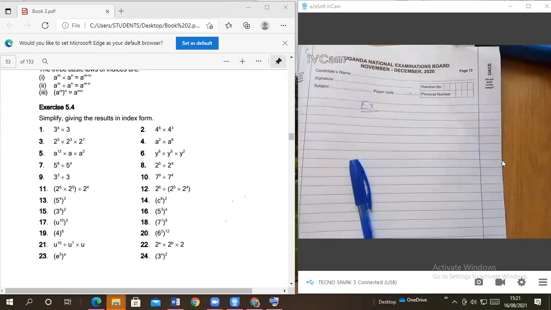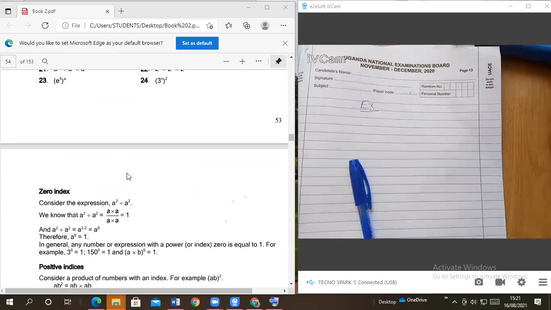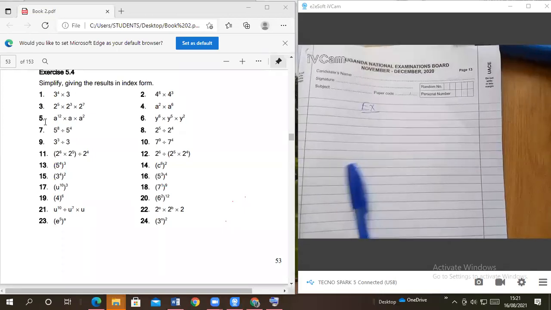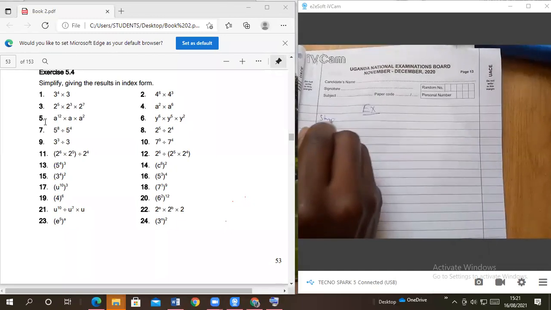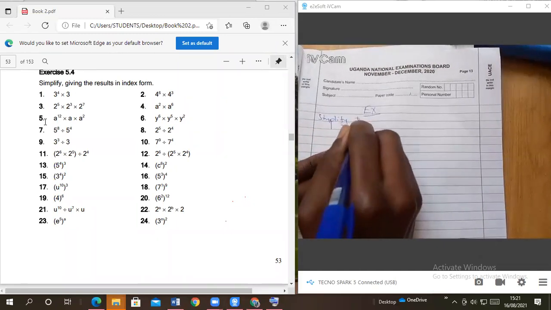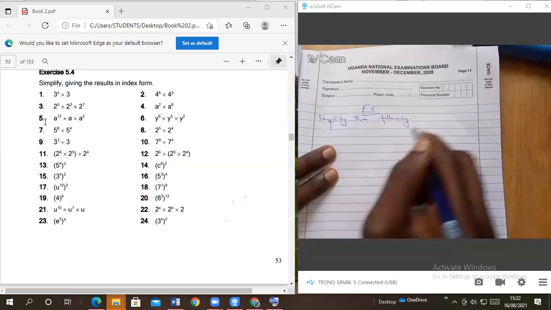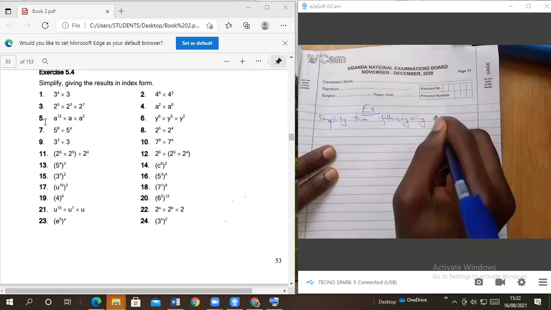Exercise. I think you are able to see what is on the screen. These ones are very simple. I know you cannot fail this. The question is, simplify the following using indices. Let's be faster. Our time is getting done.